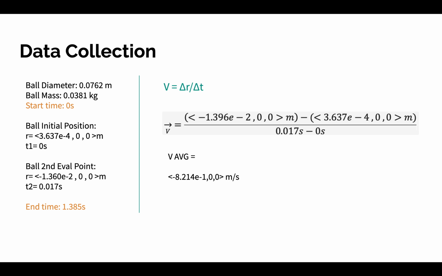I then needed to calculate an average velocity of the system, so I took the second evaluation point at t2, 0.017 seconds, and used that to calculate the average velocity using the formula v equals change in position over change in time.